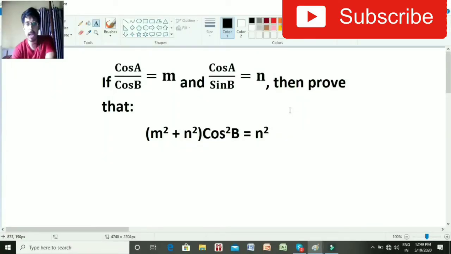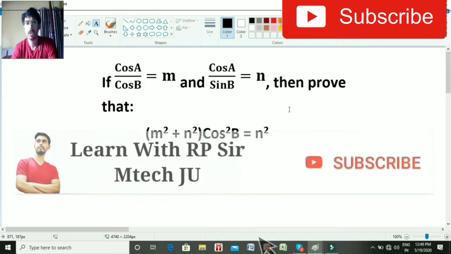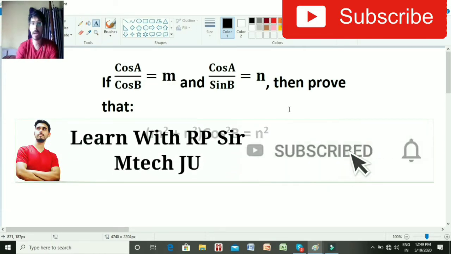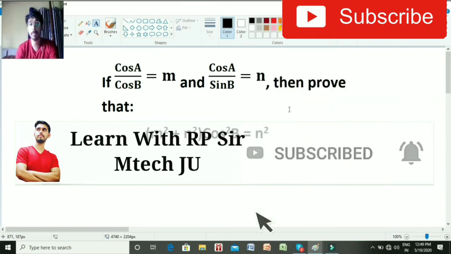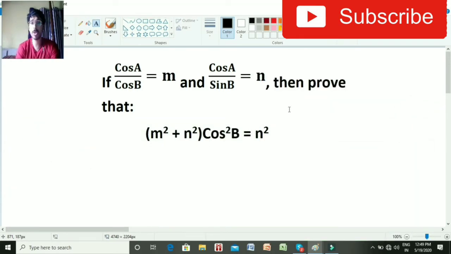So here we have the second question. You have cos A by cos B equals M and cos A by sin B equals N. Now you need to prove that M square plus N square whole into cos square B will be equal to N square. In order to prove that, first of all we need to break this particular thing down.